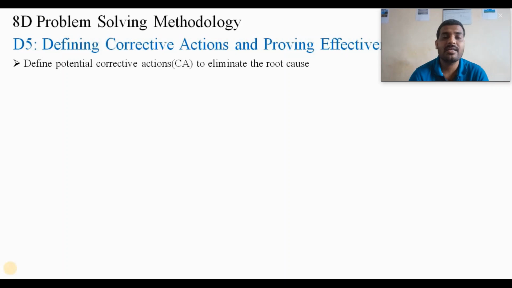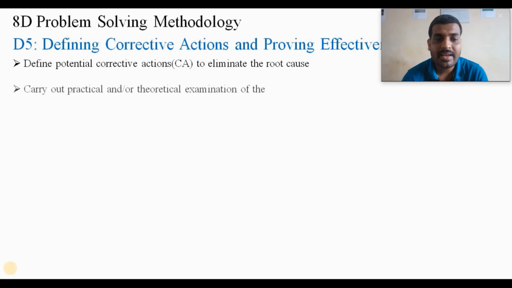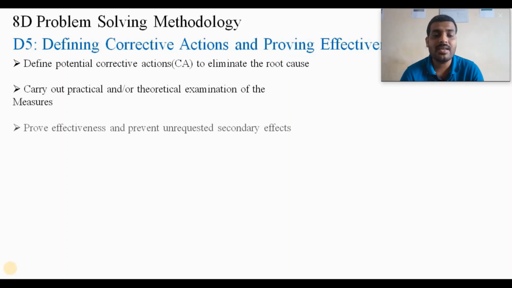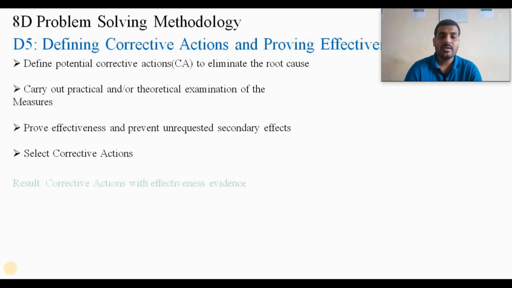Then second, theoretical and practical examination of the measures must be performed in order to prove the effectiveness and prevent, with objective evidence, any unrequested secondary effect. Then third, you have to select the corrective action for the implementation. So this D5 will result in having a corrective action with effectiveness evidence. Now we will see from the case study what corrective actions they have taken.